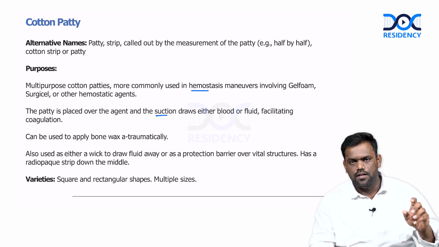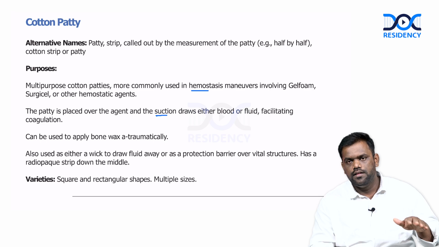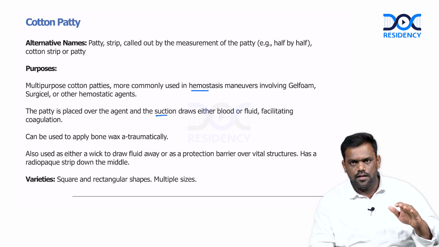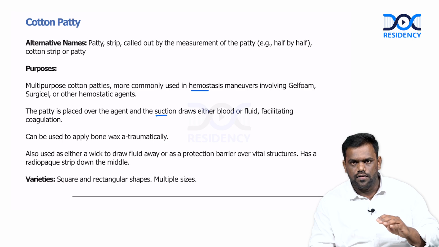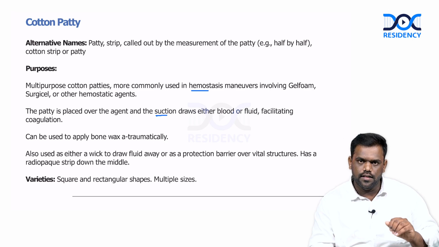For that purpose we have to keep this on the surface, and we suck on the surface of this patty, so that we are able to see where the bleeding is coming from, how to achieve the hemostasis, and where to coagulate. So it is a surface mat used during surgery on the brain.